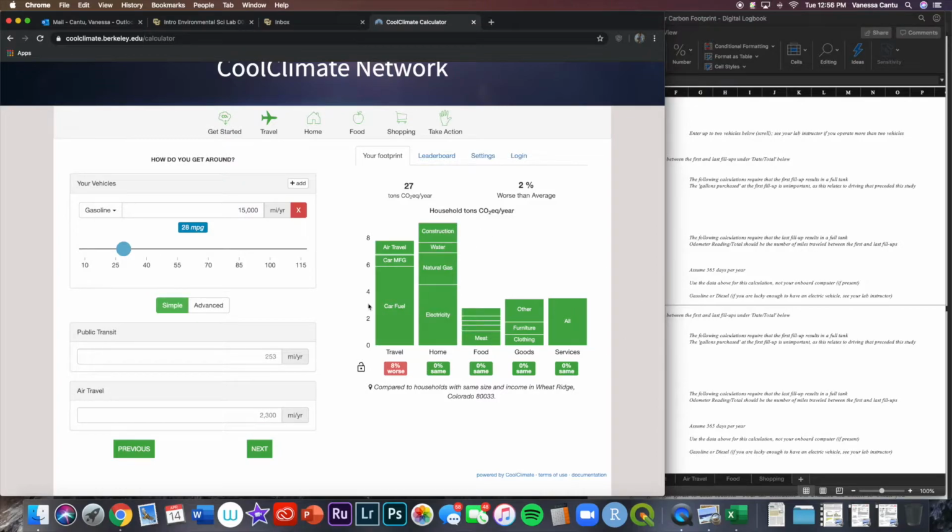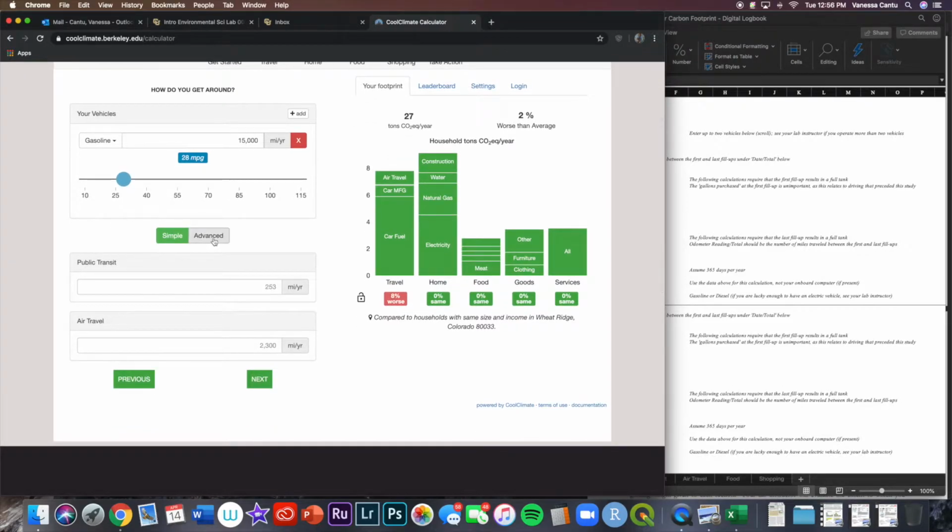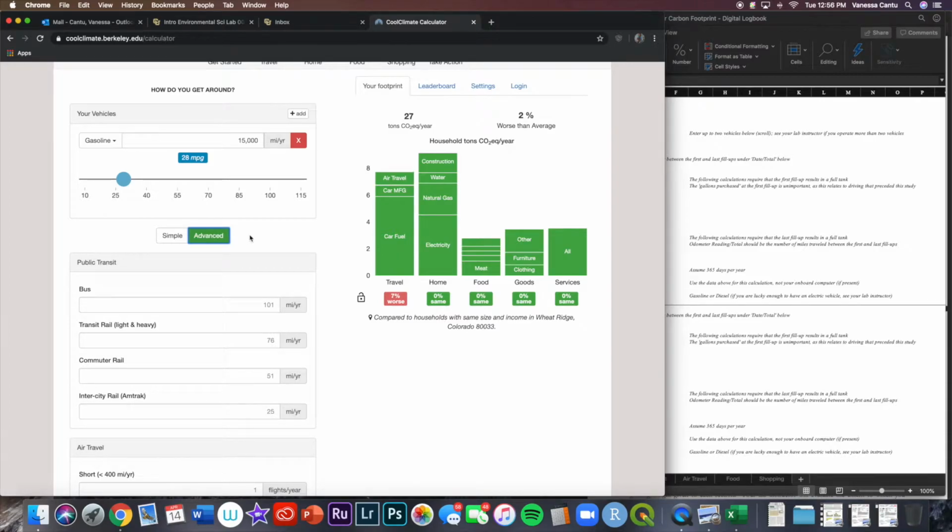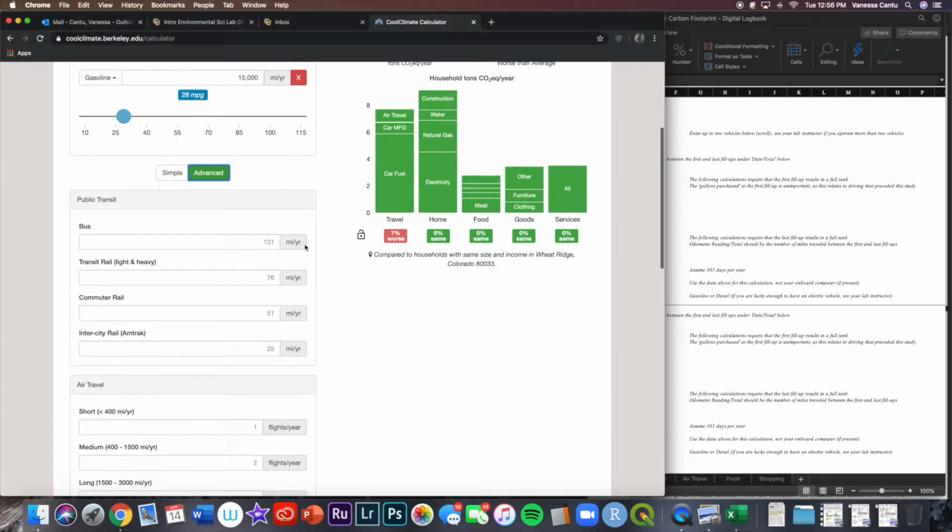And you can see that this is going to change as you start to put in your values. So again, I guess not again, I haven't stated it yet, but we're going to be putting everything in as advanced. So do not use simple, use advanced.